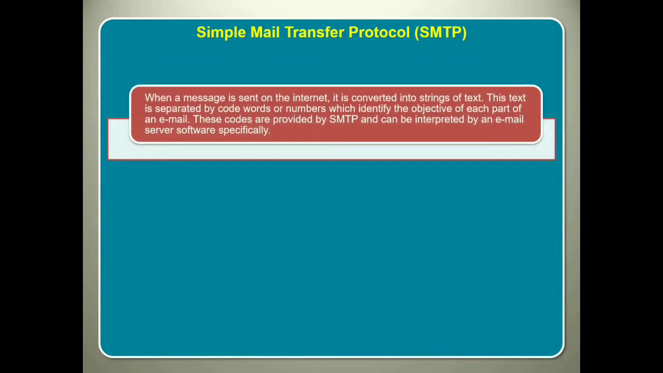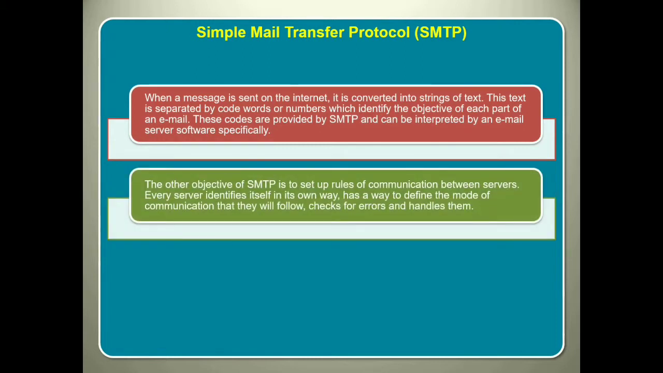When a message is sent on the Internet, it is converted into strings of text. This text is separated by code words or numbers, which identify the objective of each part of an email. These codes are provided by SMTP and can be interpreted by email server software specifically. The other objective of SMTP is to set up rules of communication between servers. Every server identifies itself in its own way, has a way to define the mode of communication that they will follow, checks for errors, and handles them.